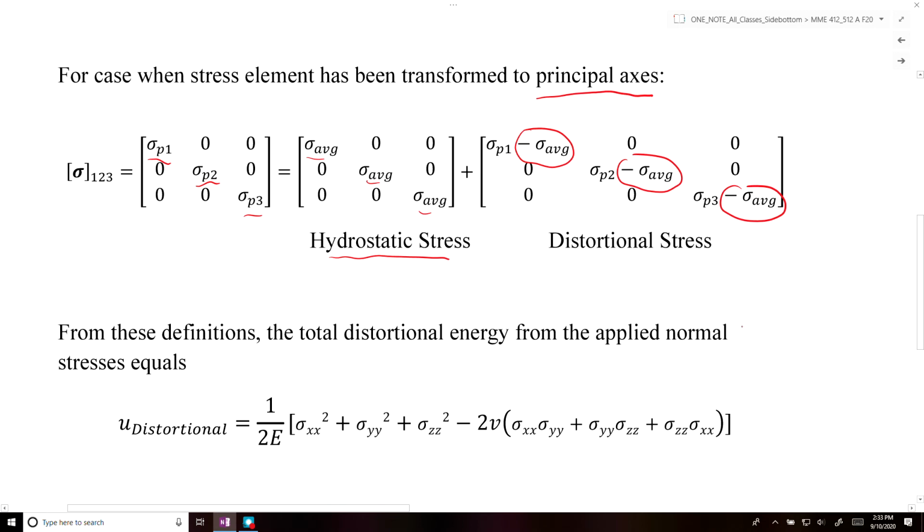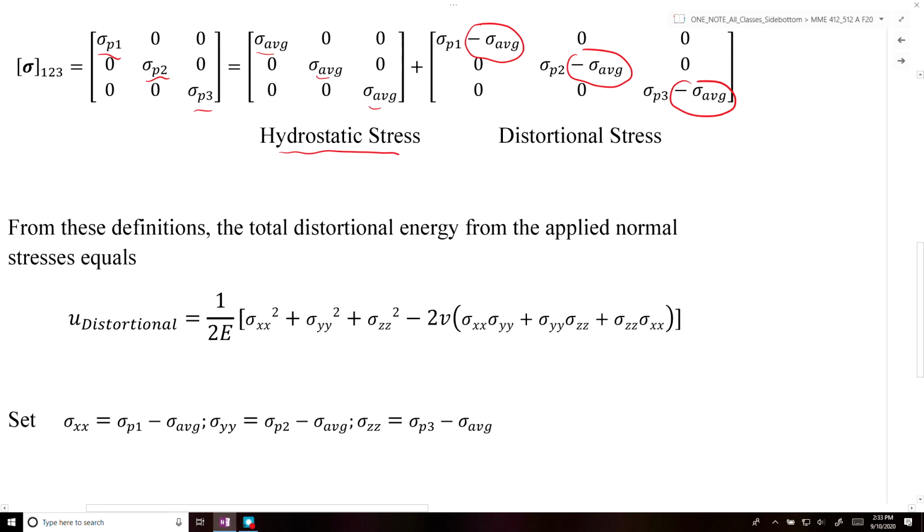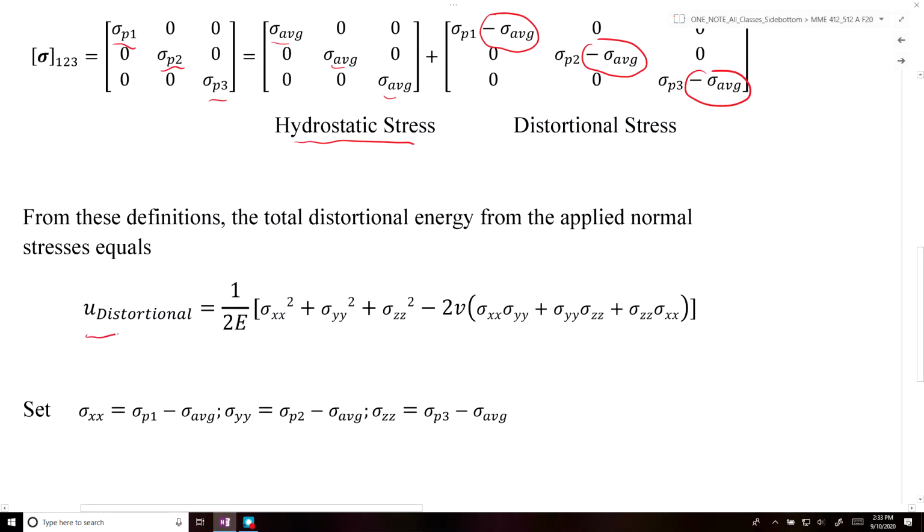From these definitions, we can define the total distortional energy due to the applied normal stresses. So we can define the distortional energy as being equal to this quantity here. You might wonder, how did we get energy from the state of stress?